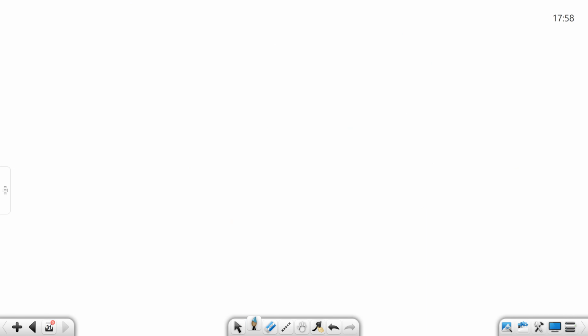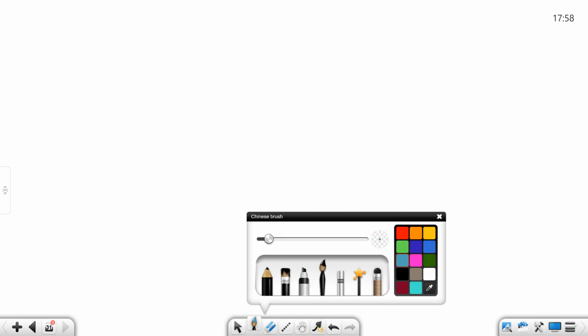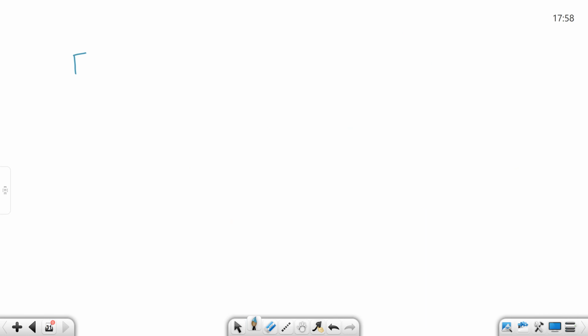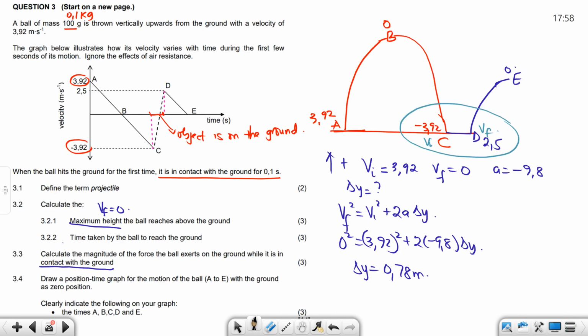So examiner is talking about force there. So what do we do? F net equals delta P over delta t. And what are we looking for? Delta P is m times Vf minus Vi, over delta t. What is the mass? 0.1, I remember. Final velocity, 2.5 minus... Let's go back. What's the initial velocity? Negative 3.92. Don't forget your signs.